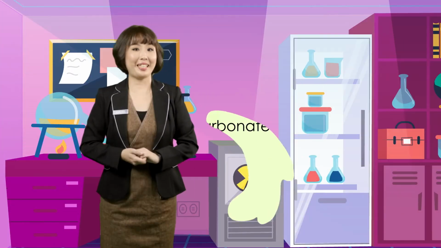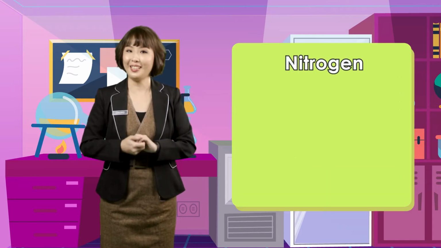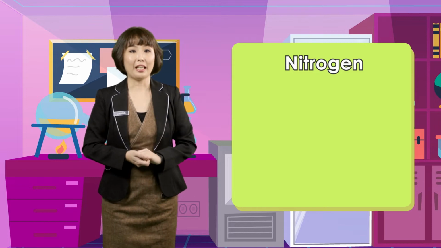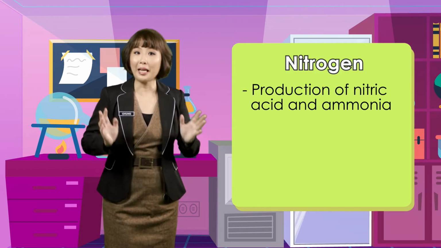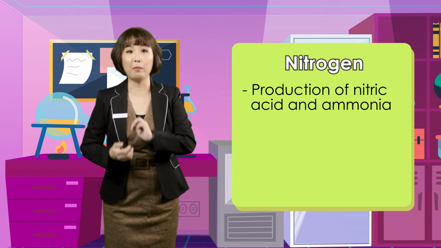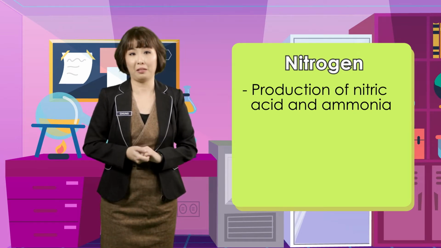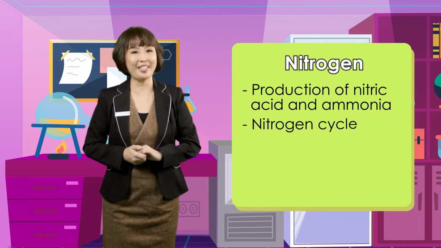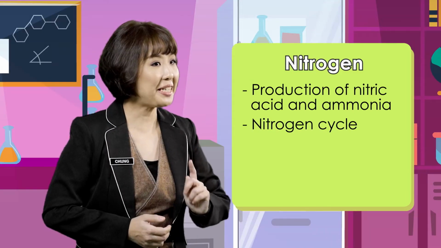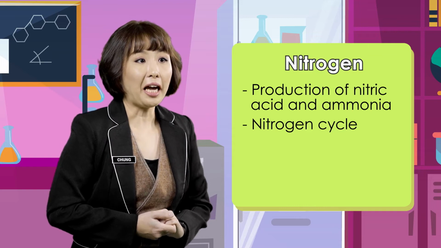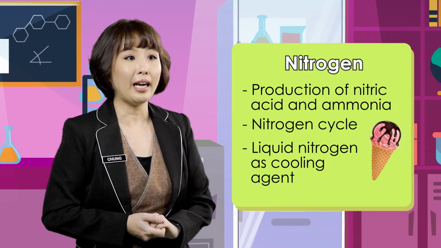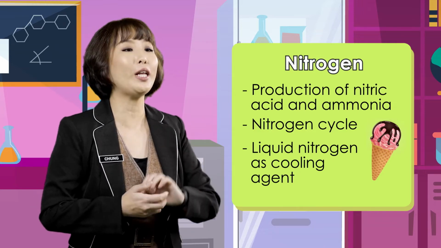Now, let's discuss nitrogen gas. Nitrogen gas can be used to produce nitric acid and ammonia in agriculture. It is also involved in the nitrogen cycle. Besides that, it can also be converted into liquid nitrogen and acts as a cooling agent.